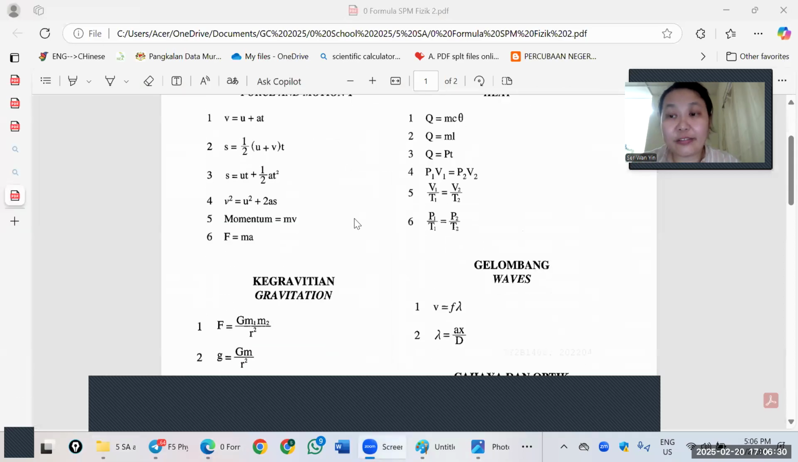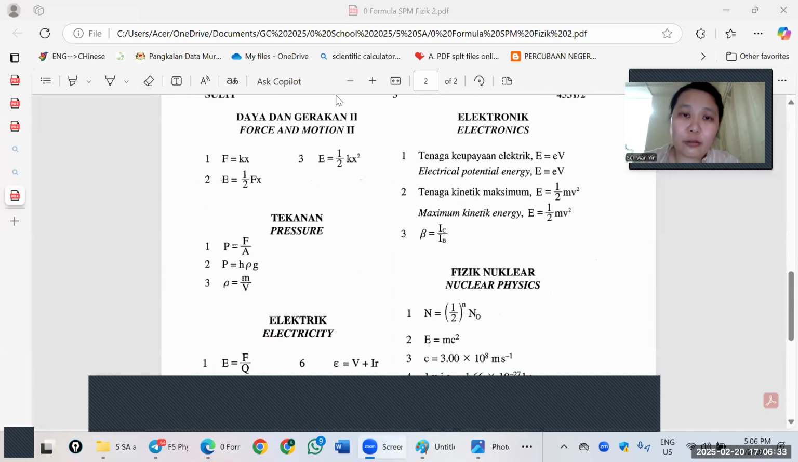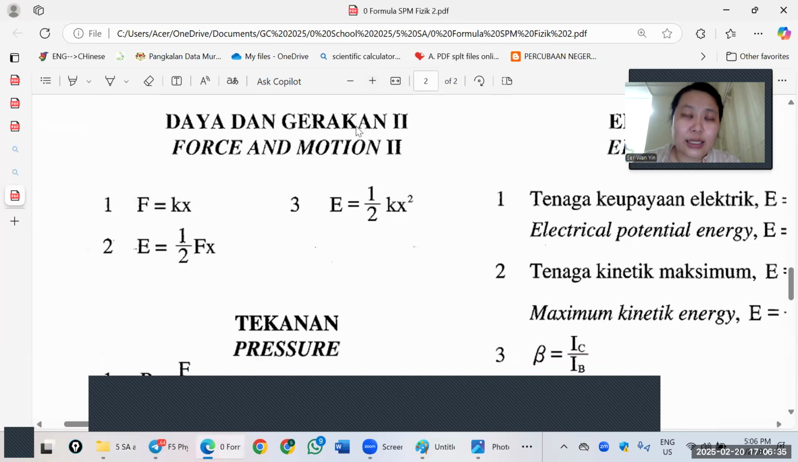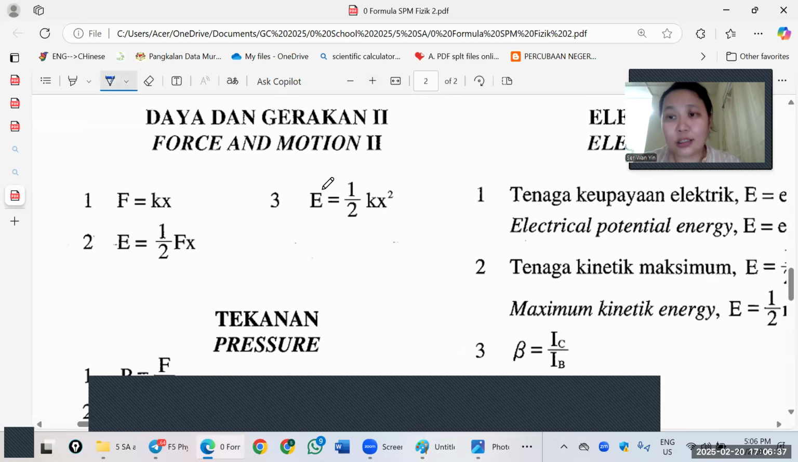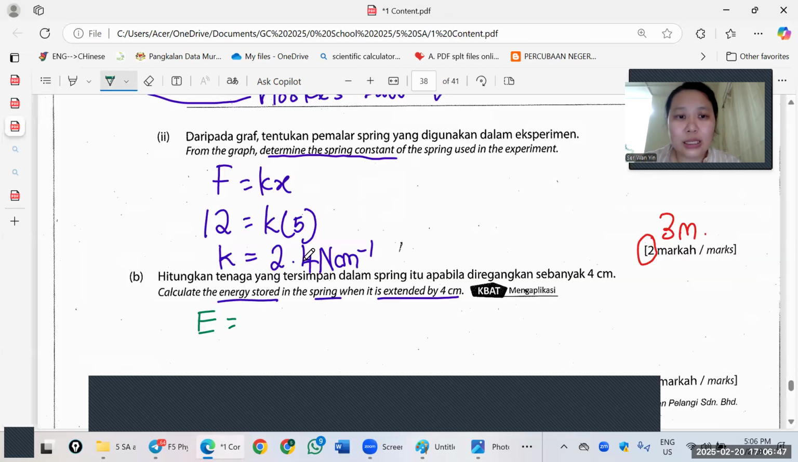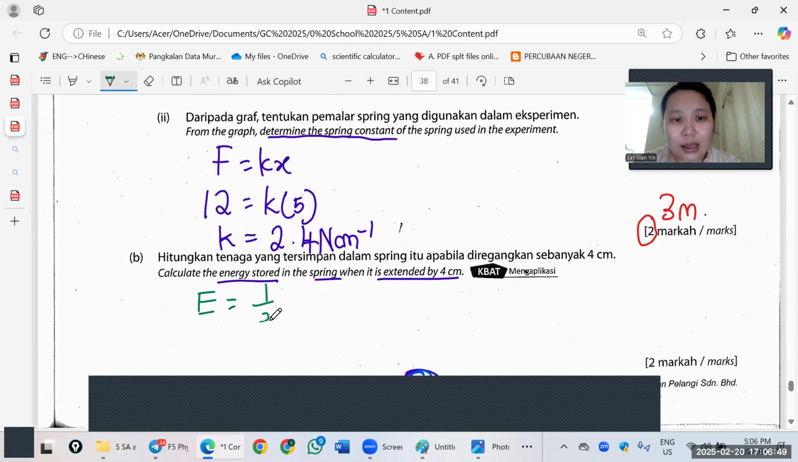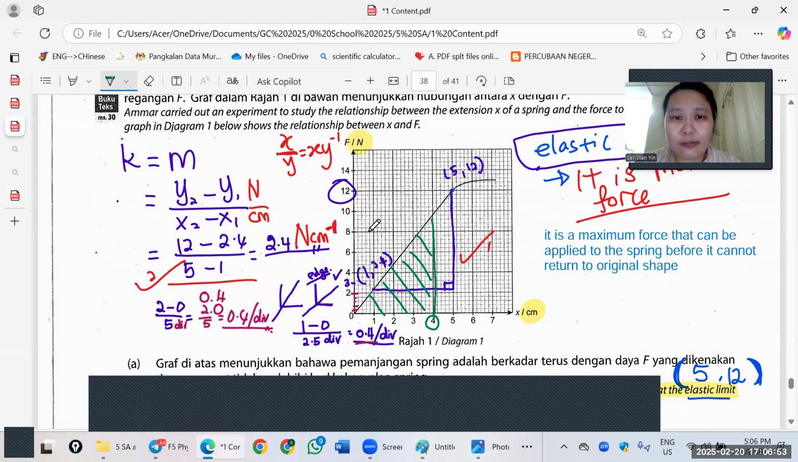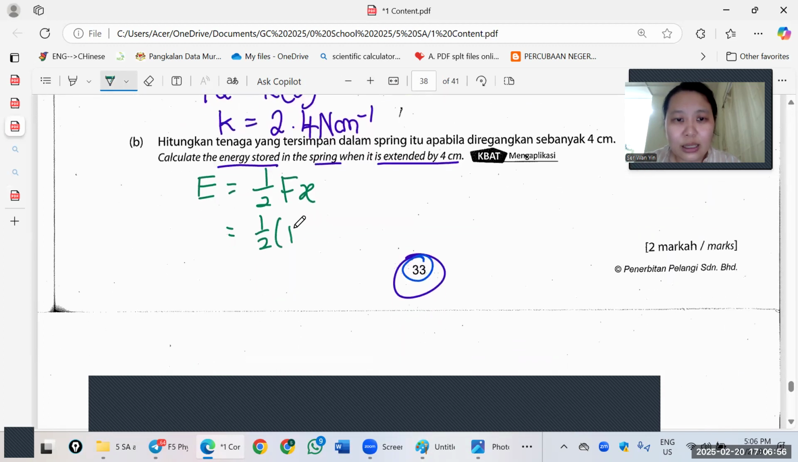Yeah, correct. Half Fx. If you panic, suddenly cannot remember, it's okay. Check your formula in front. Understand? Half Fx or half kx squared, since you got k already. Then we get half Fx and we can substitute F is 12 and x is 4, and I get the answer 24 joules.